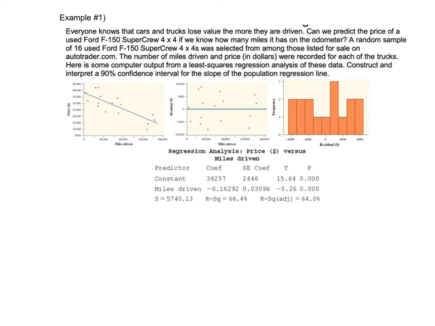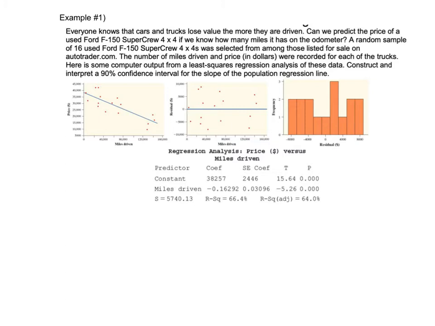Everyone knows that cars and trucks lose value the more they are driven. Can we predict the price of a used F-150 SuperCrew 4x4 if we know how many miles it has on the odometer? A random sample of 16 of those was selected from among those listed for sale. The number of miles driven and price in dollars were recorded for each of the trucks. Here's the computer output from a least squares regression analysis of the data.